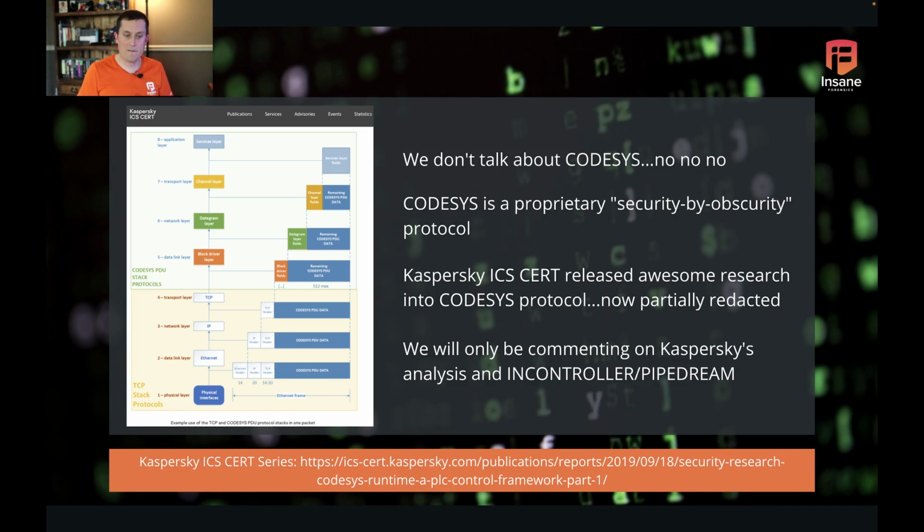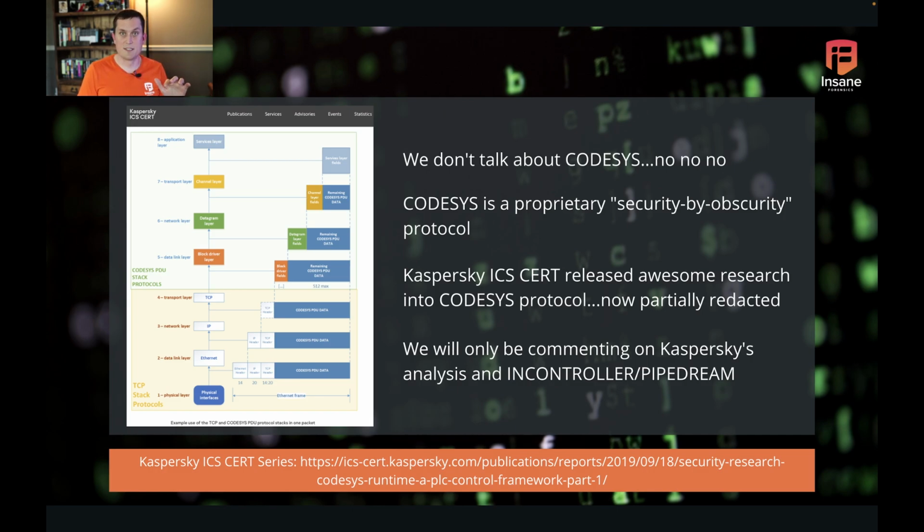So hopping out of FINS, FINS was our easier. We started with FINS because it was lower hanging fruit. There's a Wireshark dissector. Let's talk about CODESYS and how we can do a similar approach for what's in the report. So unfortunate for CODESYS is it's a proprietary security by obscurity protocol.